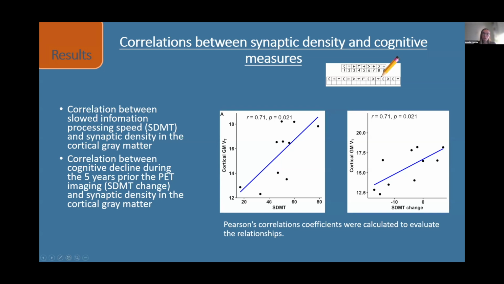So in other words, the faster someone performed in the information processing speed test, the more synapses he also tended to have. And interestingly, we then also found a significant correlation when we looked at the SDMT change and the cortical gray matter VT. That means the more someone, or the worse someone got during the 5 years prior to PET imaging in that test result, the less synapses also he or she tended to have.